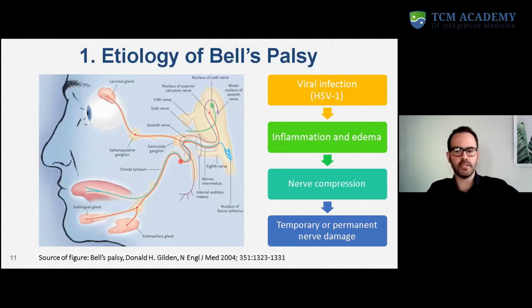In terms of the etiology of Bell's palsy, up until today there is a debate about what the etiology is. But viral infection, herpes simplex virus type 1, again a viral etiology, is considered to be the leading cause of paralysis. Basically, we have inflammation and edema in the bony fallopian canal in this region. Usually it's reactivation of HSV type 1, which will cause inflammation and nerve compression in this area, which will eventually lead to either temporary or permanent nerve damage.